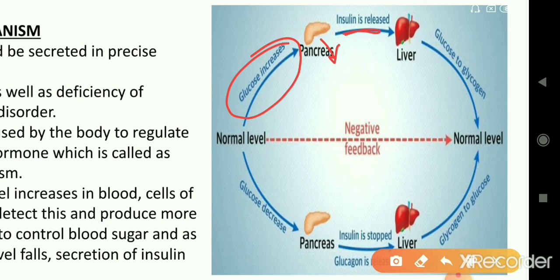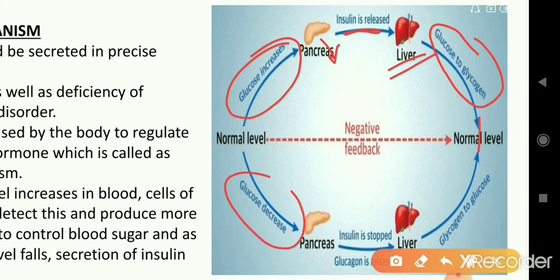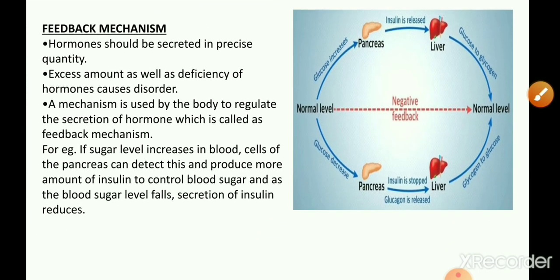So when insulin is released, it will bring down the glucose level by causing the conversion of glucose to glycogen in the liver. Once the glucose level has reduced, this is again detected by the pancreatic cells. Once they detect that the glucose level has reduced, the insulin secretion is also reduced. Right? So in this way, through such feedback mechanisms, the hormonal level is maintained in the body.